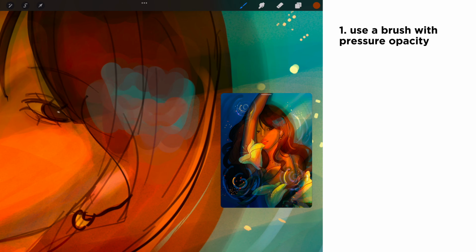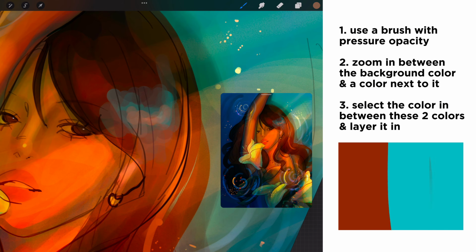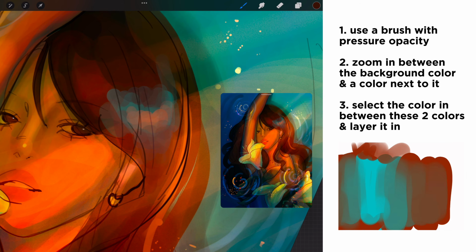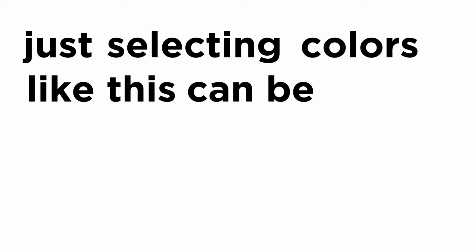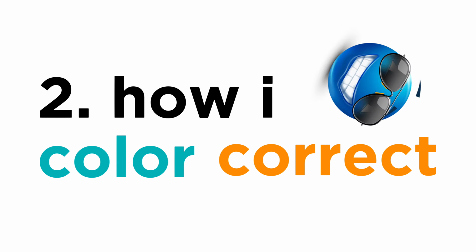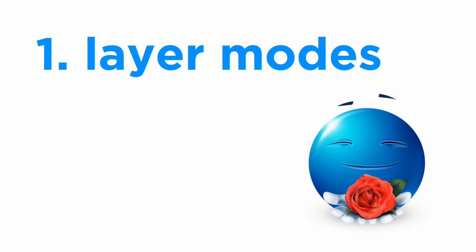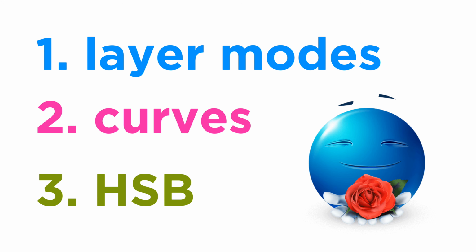Using a brush with pressure opacity, you can zoom in between the two colors that you want, select the in-between color, and layer it in as much as you'd like. Just selecting colors like this can be extremely intimidating though, and you might not feel confident with this method for the first few tries. But don't worry, I'll show you how you can adjust the colors of your finished piece to be more fun and eye-catching by using the Holy Trinity: layer modes, curves, and hue saturation, brightness, or color balance.